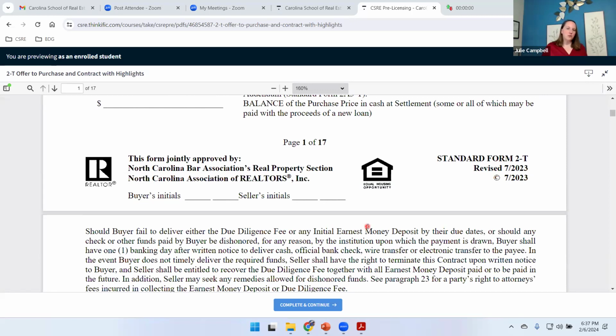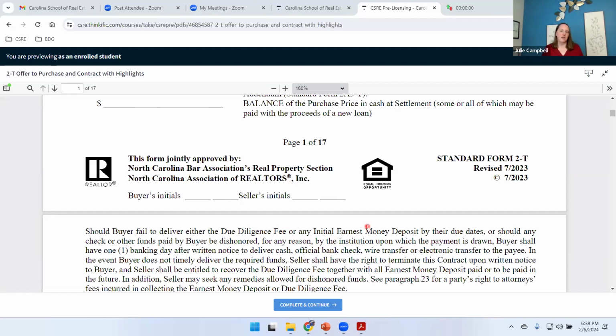As we've noticed too, the bottom of the page of our NCAR forms remind us that only realtors can use this form. The contract is jointly approved. There's the North Carolina Association of Realtors. Again, all of our forms come from NCAR, the North Carolina Association of Realtors, but it was also jointly approved by the North Carolina Bar Association. So attorneys and the forms committee created these forms for us to use.